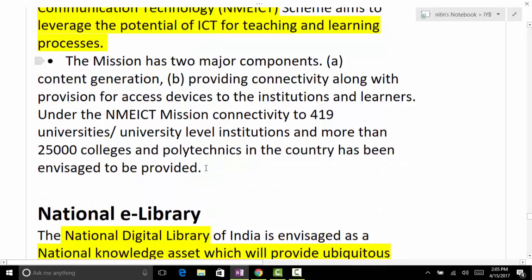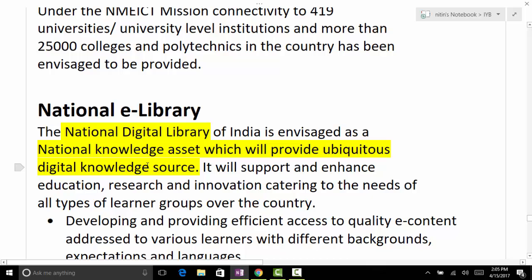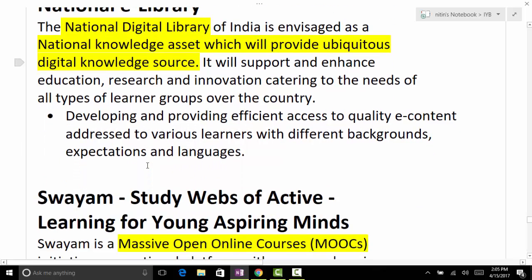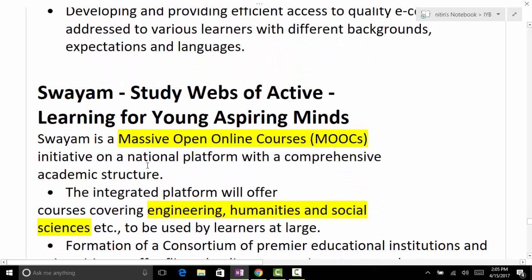ICT would be used. National e-library, we have the National Digital Library. What this National Digital Library does, it has various sources, the information is being digitalized. The different knowledge from the different sources are pooled together, and it is made easily accessible to the students. Yes, you are correct about it. Swayam, this question was asked last year, I think. It's MOOC, massive open online courses.